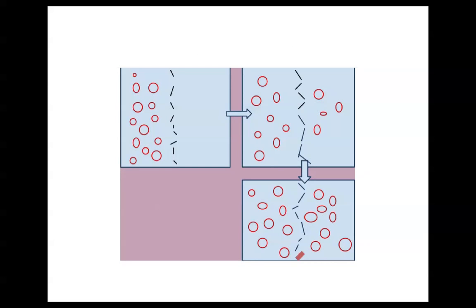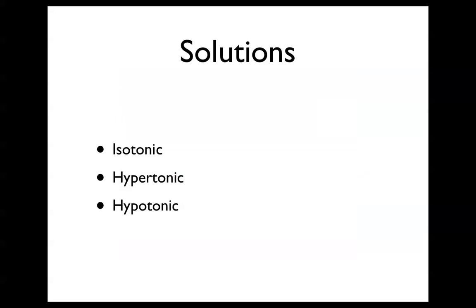This is a picture of diffusion. As you can see, the movement is from high concentration to low concentration. So eventually, both sides become equal.